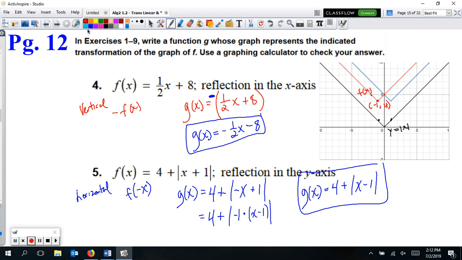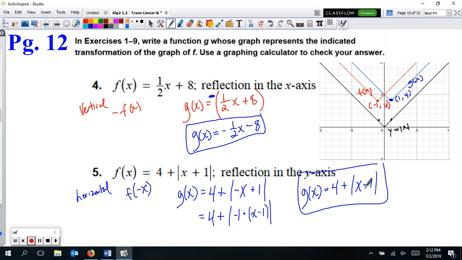This blue one's the g of x. Same thing right there, so g of x. And for this one, our h and k from this function is going to be +1 and 4. So this is going to be +1, 4. For the vertex point, that's always your starting point. H comma k is your starting point.